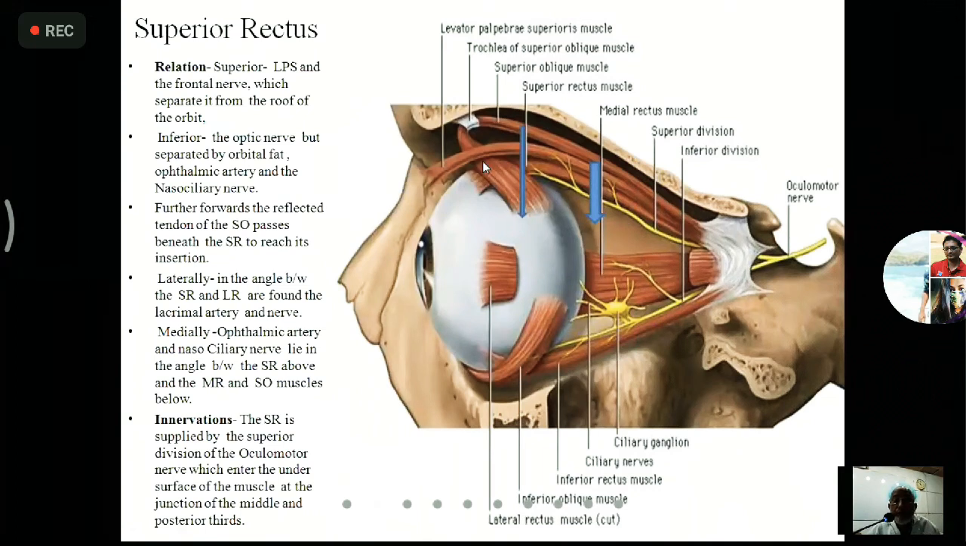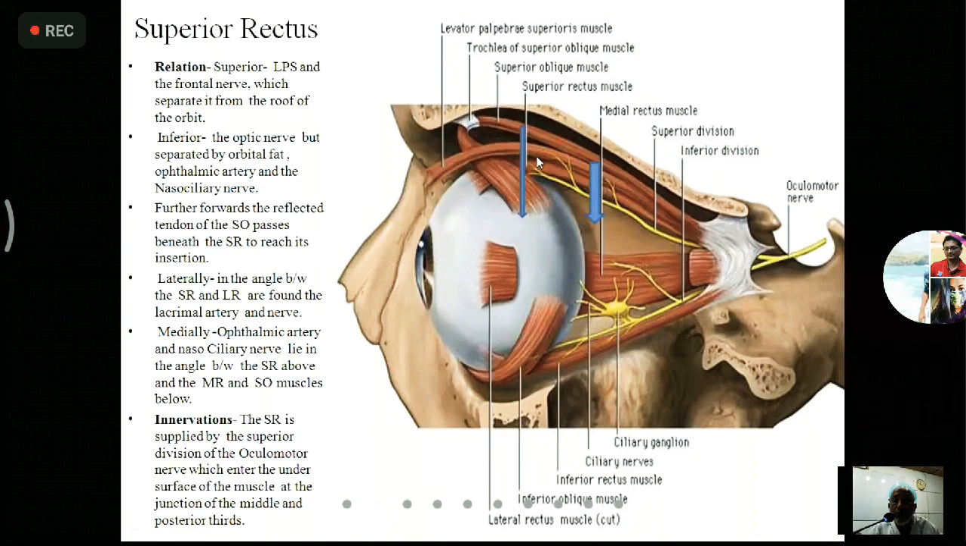Now relations. It is the superior LPS muscle. This is the LPS muscle. This is the superior rectus muscle, and this is the superior rectus muscle. This one. Now, above the superior rectus muscle are the levator and the frontal nerve, which separate it from the roof of the orbit.